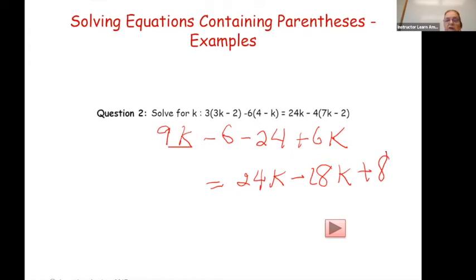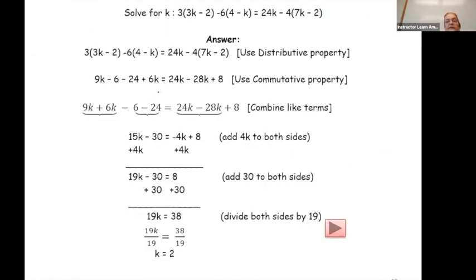Okay, moving along. Here we have the distributive property as we worked it out on the previous page. Now we're going to combine like terms. We have to look for the like terms, the 9k and the 6k here. So we have 15k on the left-hand side. The negative 6 and the negative 24 give us a negative 30. On the right-hand side, we have the terms in k, which come out to negative 4k, and the constant term.